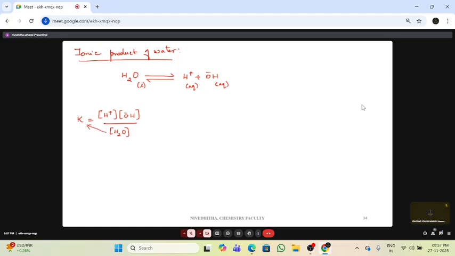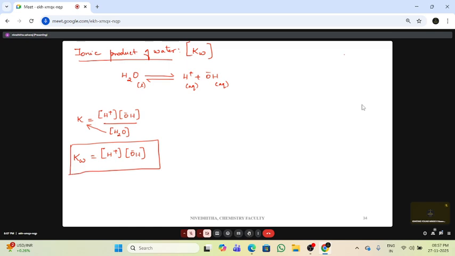If you multiply two constants, we'll end up with another constant. So I'm going to have it as Kw. Kw is equal to H plus ion into OH minus ion. This is one of the important formulas, and Kw is nothing but the ionic product of water. Fine. So this is equation number 1.